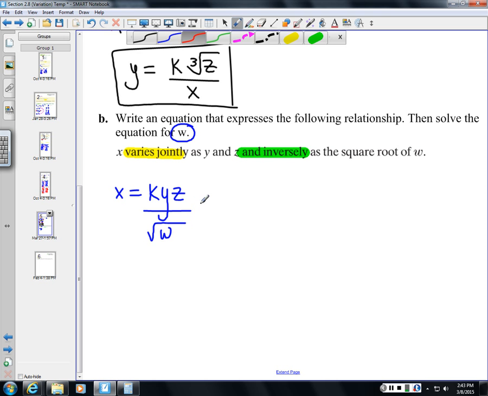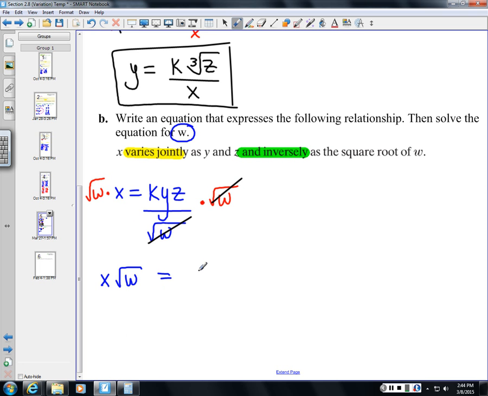So, since I'm dividing by square root w, I have to do the opposite, which is multiply both sides by the square root of w. Of course, the multiplication cancels out because we've taken it from the right and moved it to the left. Now, the proper way to write this would be the x would go in front of the square root, equals k times y times z.